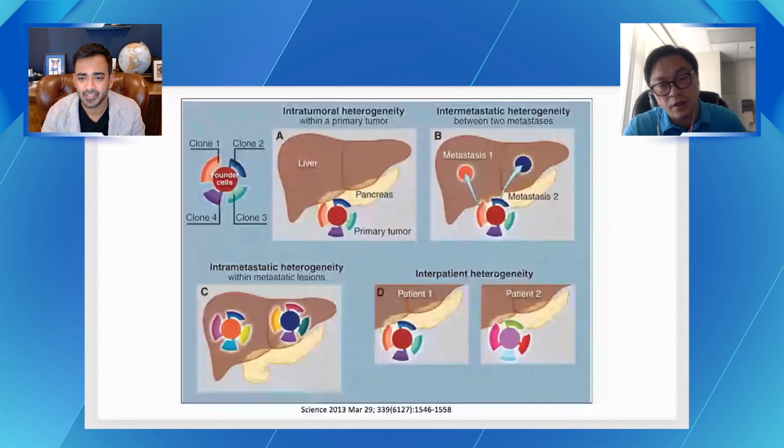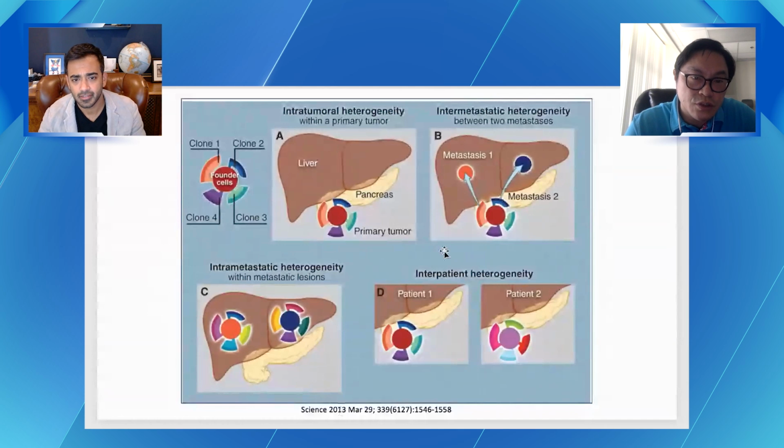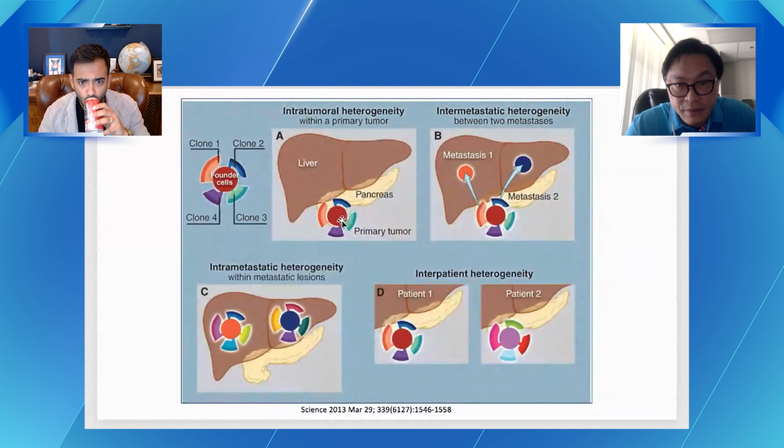Exactly. So this is what I'm talking about. This was in 2013, Bert Vogelstein did a paper in Science. And this is basically what he's showing, right? You have a founder cell here, and then you have multiple clones. There are 4 here, but there are probably thousands. In the primary tumor here in section A, you see that there are multiple clones within it. As soon as you go off to different metastases, maybe it starts off as this orange and this blue, but by the time you look at it, this metastasis has probably hundreds of different clones as well.